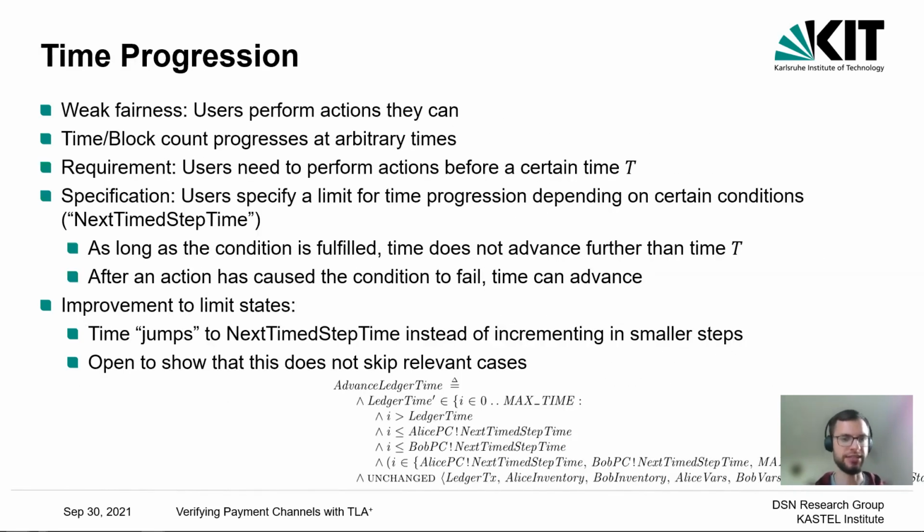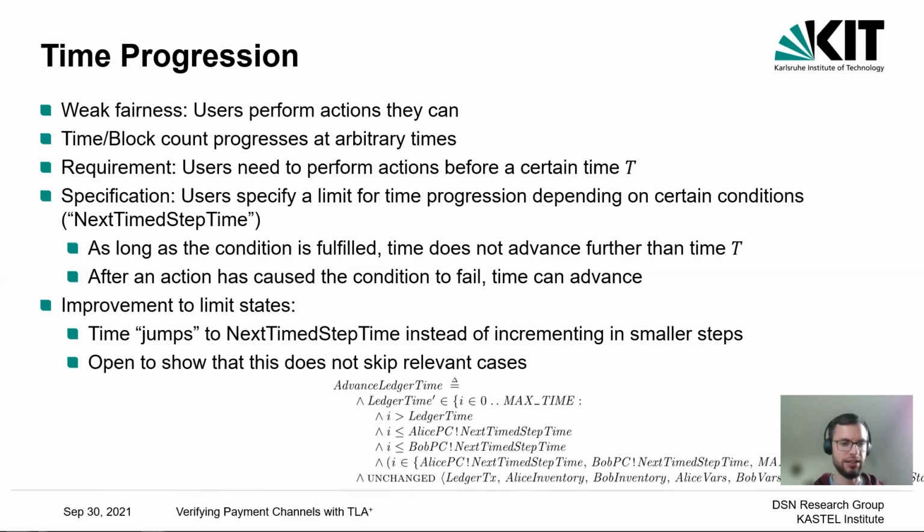Now let's look at time. We specified a weak fairness property, which means that if a user can perform an action, the user will perform this action. So the protocol doesn't stop if users can still perform actions. And the time, which is specified in the Lightning Network and in Bitcoin, usually as the amount of blocks that have been created in the blockchain, the time progresses at arbitrary times in the protocol. So this models that the protocol between those two off-chain users runs at arbitrary speeds.